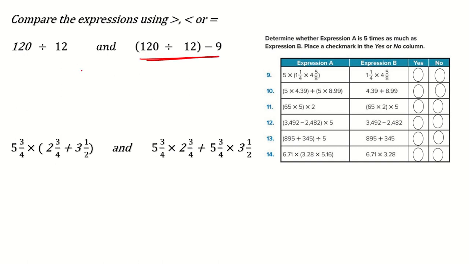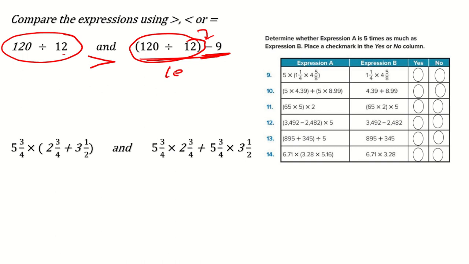Okay, so what we can do here, 120 divided by 12, and here something is subtracted from the result. So definitely this number is going to be bigger than this number. Why? Once again, try to understand. 120 divided by 12 here, and 120 divided by 12 with a subtracted value of 9. So definitely it is going to be less and it is going to be more.